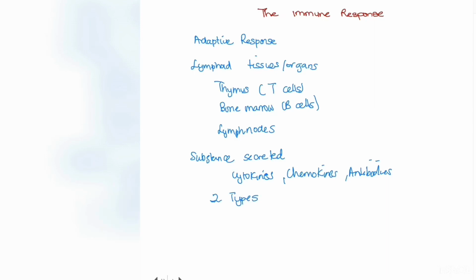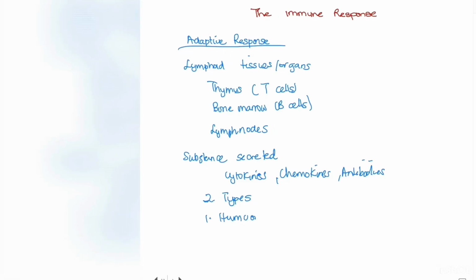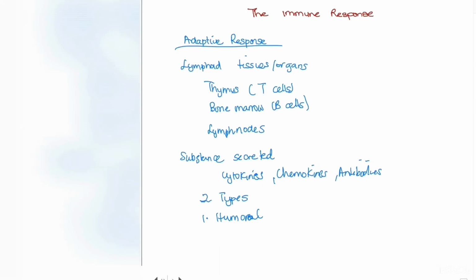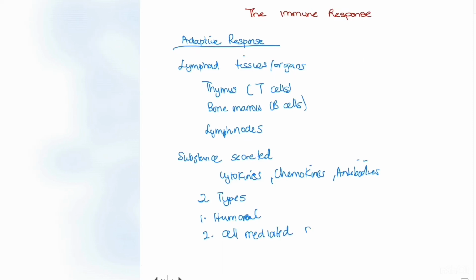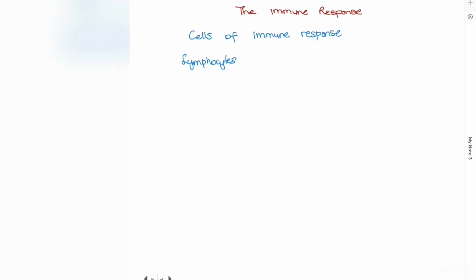All right, so there are two types of adaptive response. The first one is the humoral response, and humoral response usually includes your B cells, right? B cells, humoral B cells, HB. Think about the pencil. And number two, the cell-mediated response, which is your T cells. We'll talk about these two types of adaptive response in future videos.